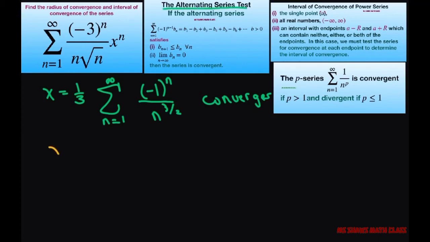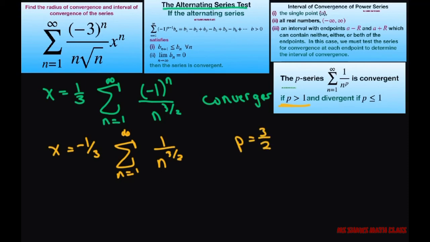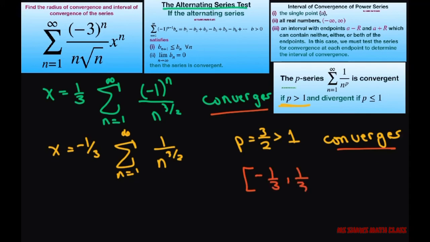Now, let's let x equal negative 1/3, and then we get the series n equals 1 to infinity of 1 divided by n to the power of 3/2. This is a p-series, where p equals 3/2, which is greater than 1. So it also converges. So when you're looking at your endpoints for your interval of convergence, since they both converge, that's going to be the closed interval negative 1/3 to 1/3.